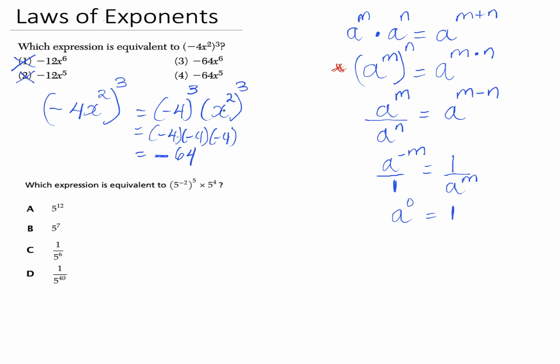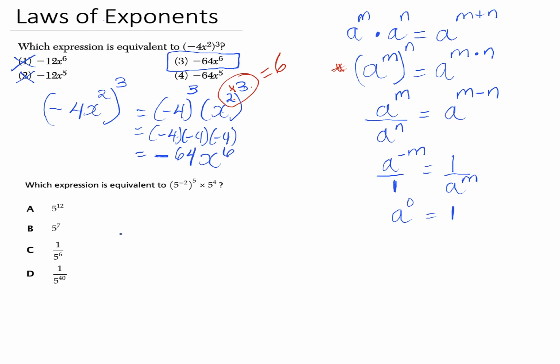Now here we have a base raised to an exponent, raised to another exponent. And remember what we're going to do here? We're going to multiply. And when you multiply 2 times 3, you get 6. So your answer is negative 64x to the 6th power. So our answer is number 3.